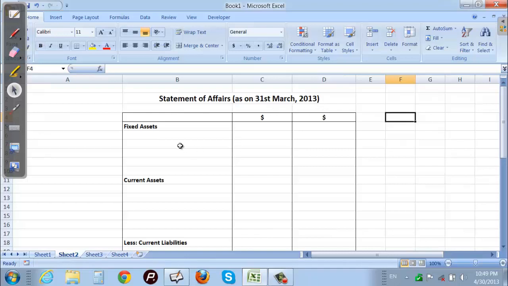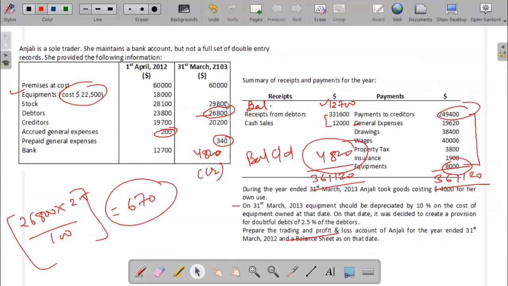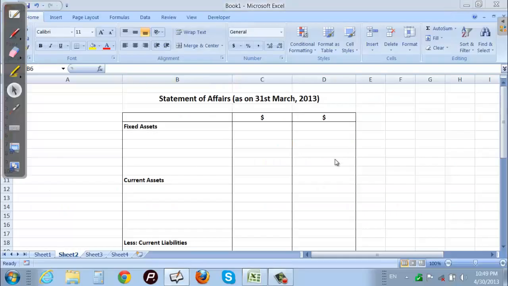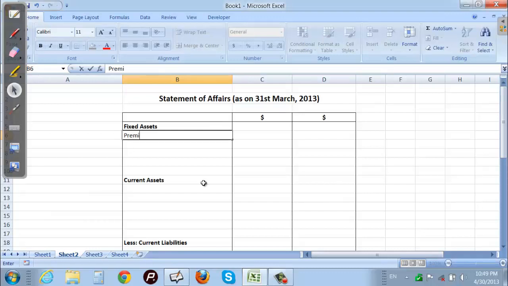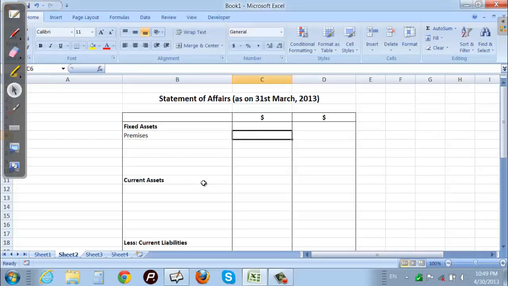affairs. So statement of affairs as on 31st March 2013. So let's see the question. Again premises we will take, and the closing value is given 60,000. So I will write premises under head fixed assets, premises, and the amount is $60,000.